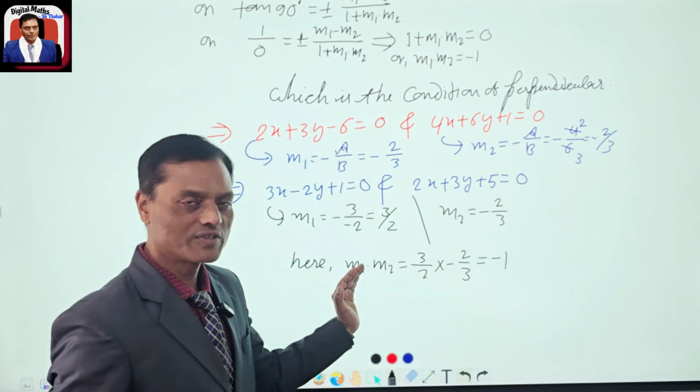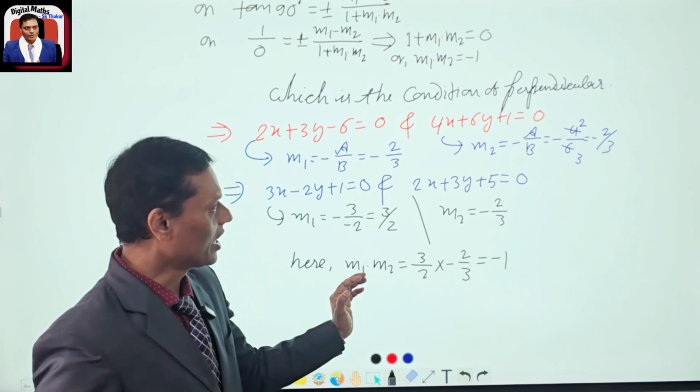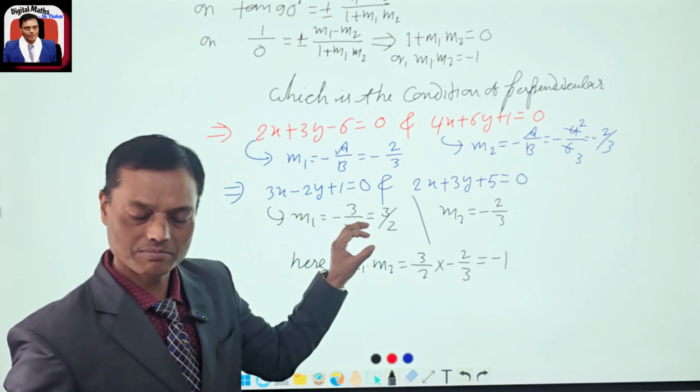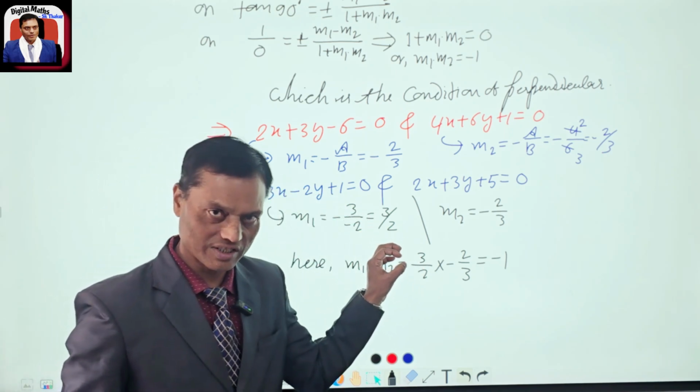If the product of the slopes is minus 1, then the lines are perpendicular, and if the slopes are equal, then the lines are parallel. Hope you have understood this.